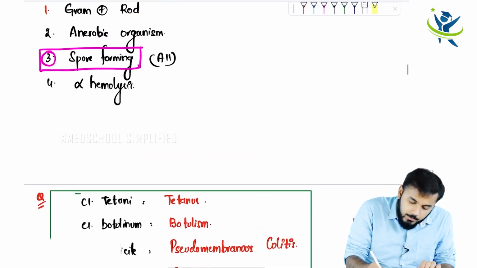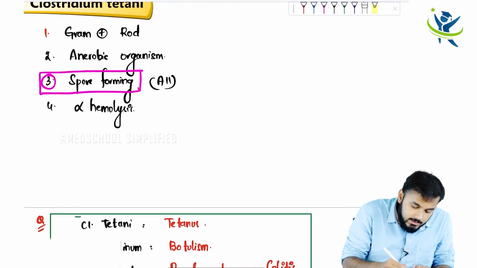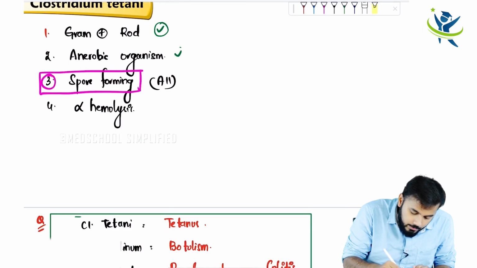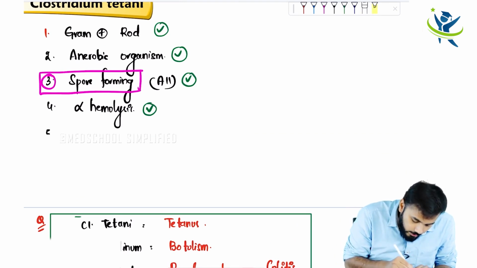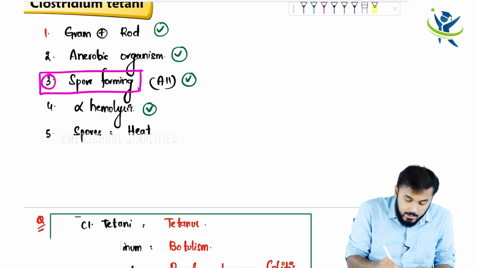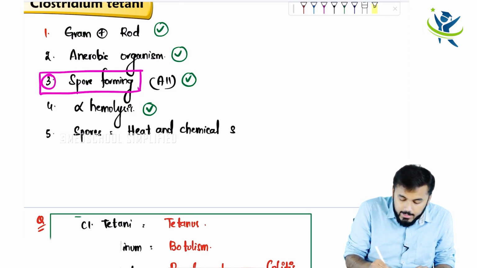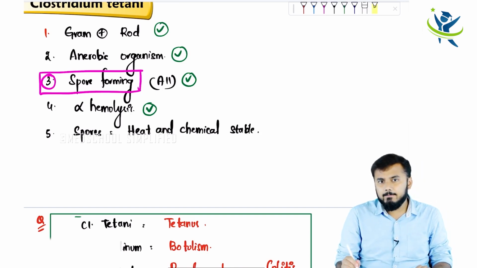Before that, we were discussing the properties, right? We discussed that this is a gram-positive rod. It is an anaerobic organism. All of the species form spores. It is alpha hemolytic. And let me discuss the interesting point that these spores are heat and chemical stable. Why do you think these spores are heat and chemical stable? What is the reason behind it?